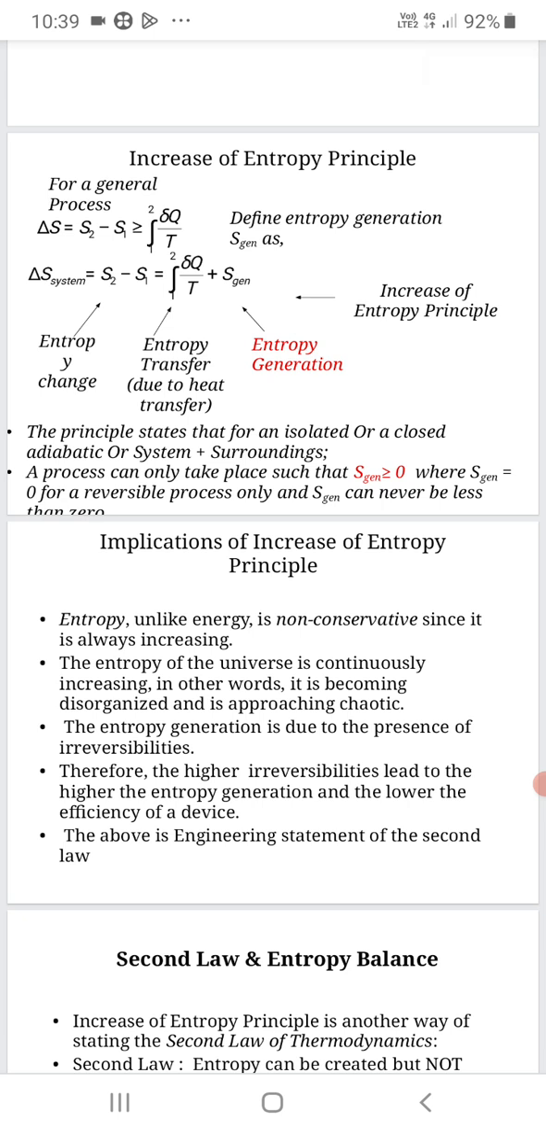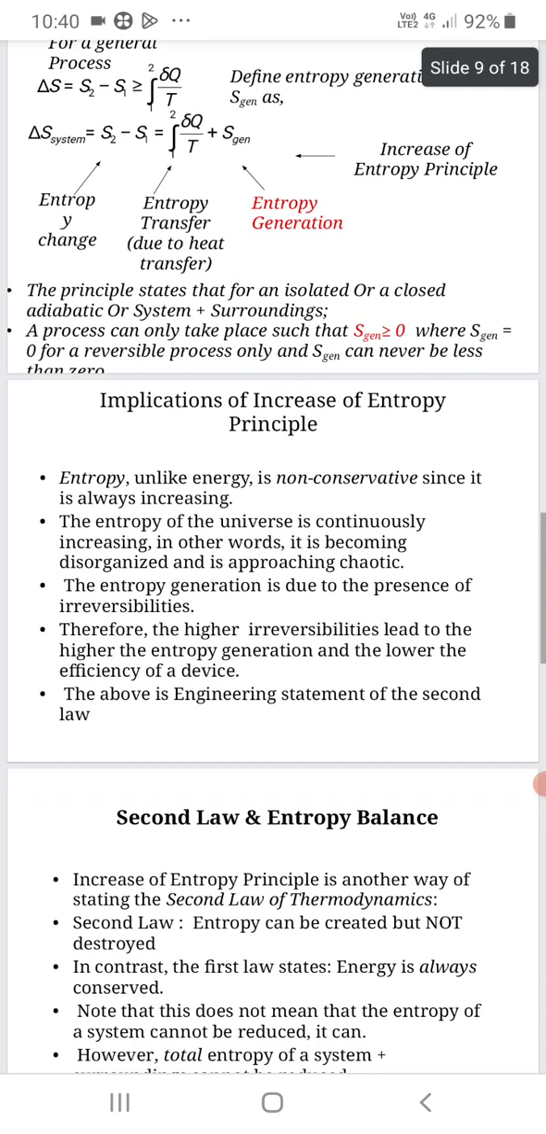Implication of increase of entropy. Entropy, unlike energy, is non-conserved since it is always increasing. The entropy of the universe is continuously increasing. In other words, it is beginning to become disorganized and approaching chaos. The entropy generated is due to the presence of irreversibilities. Therefore, higher irreversibilities lead to higher entropy generation.